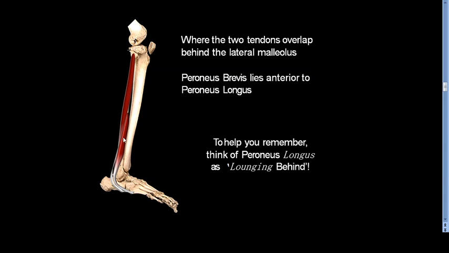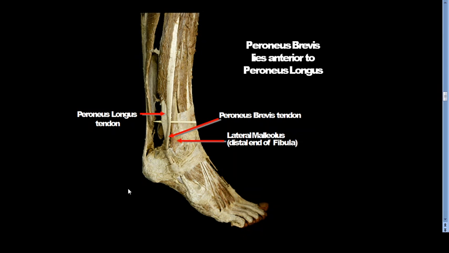You can learn by a mnemonic that peroneus longus is lodging behind, right? So this is the tendon of your peroneus longus, and this is the tendon of your peroneus brevis, right? The peroneus brevis is lying anteriorly and the longus is behind.